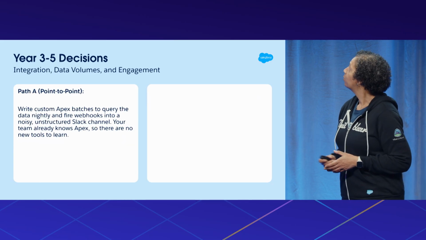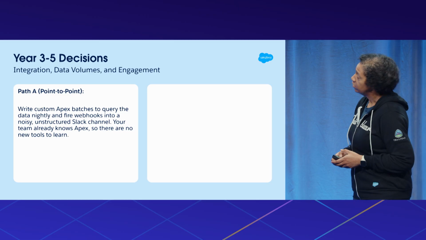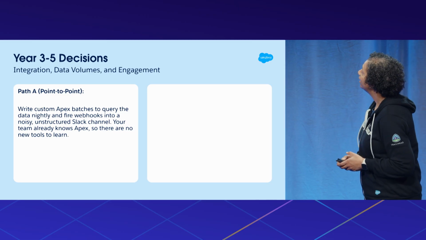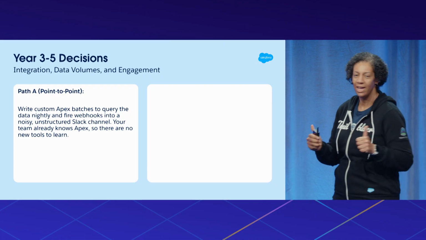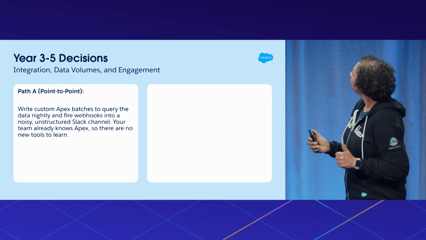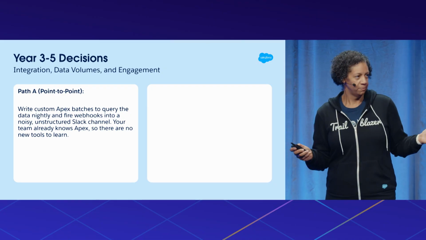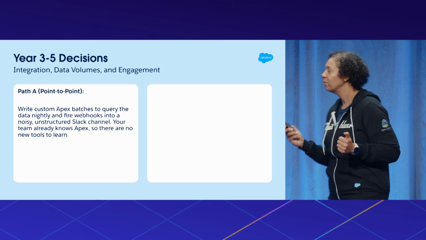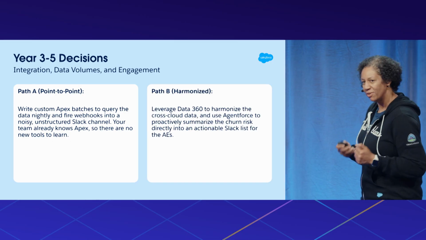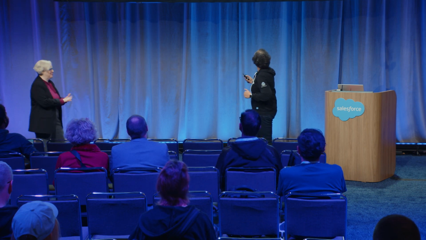So first, point-to-point, right? Custom Apex batches that query the data nightly and fire webhooks into a noisy, unstructured Slack channel. Yay, I'm sure the AEs will love that. Your team already knows Apex, so no new tools to learn. And maybe we've made this decision before, Allison and I won't admit to it, but I think we may have. We're feeling pain, too. We've been there. Coming off the audience, we've all been there.